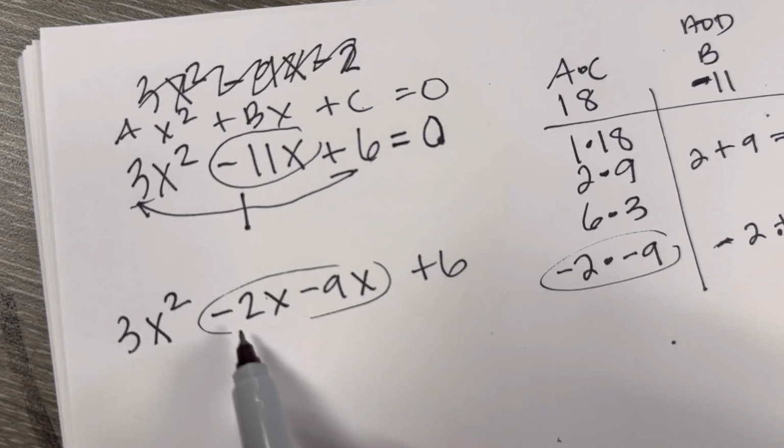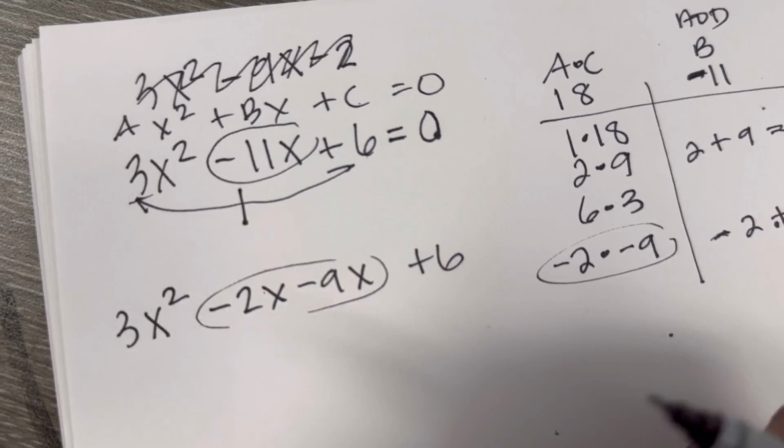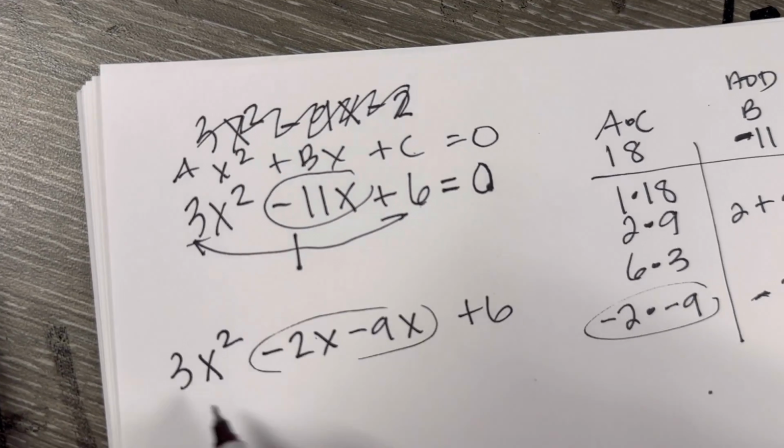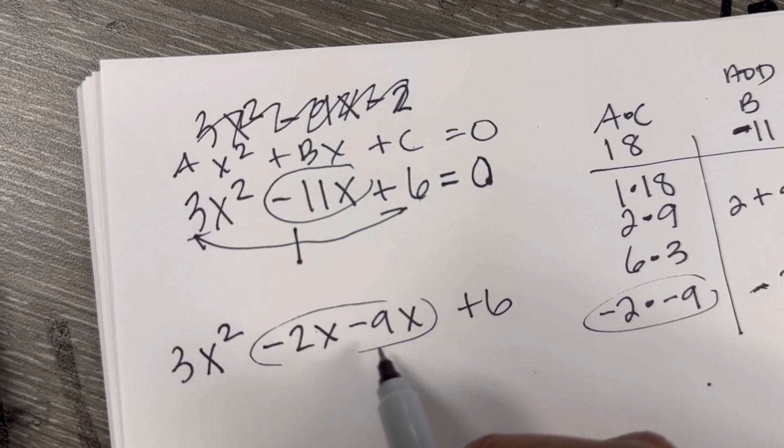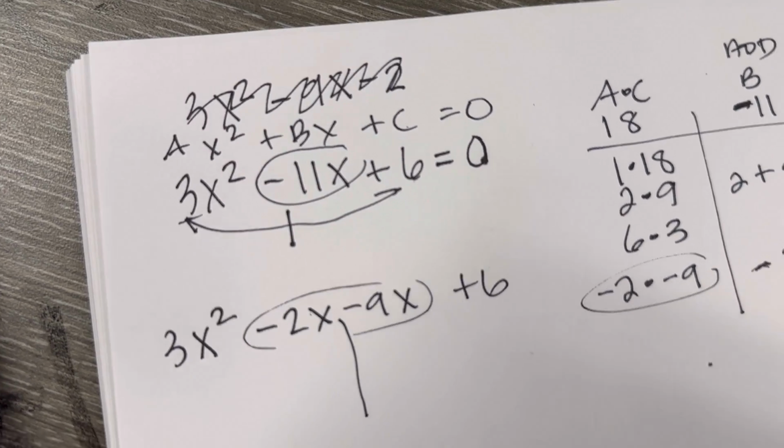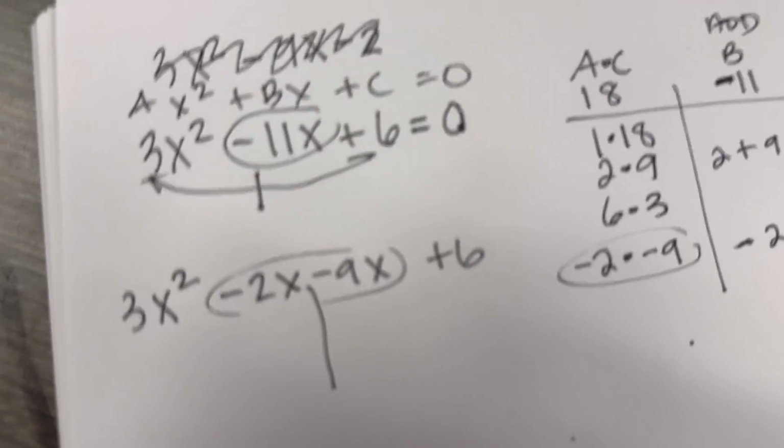But that's the same thing. Negative 2x minus 9x is negative 11x, right? You have 4 terms: 1, 2, 3, 4. So split, and then take out your GCF.